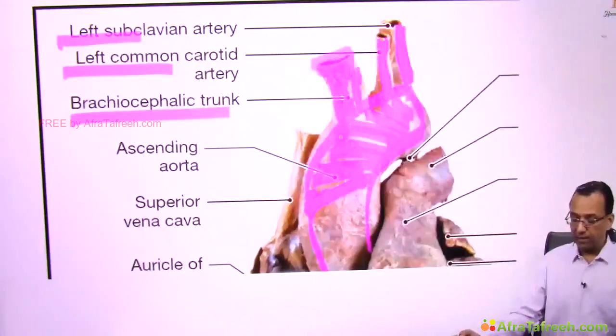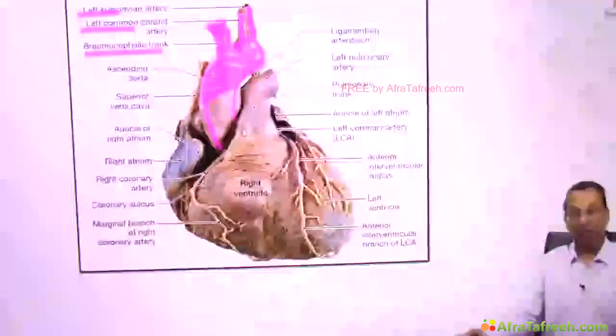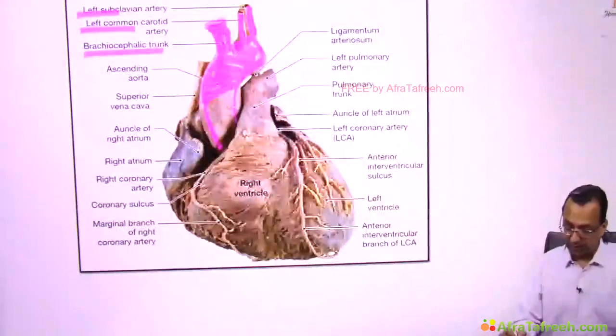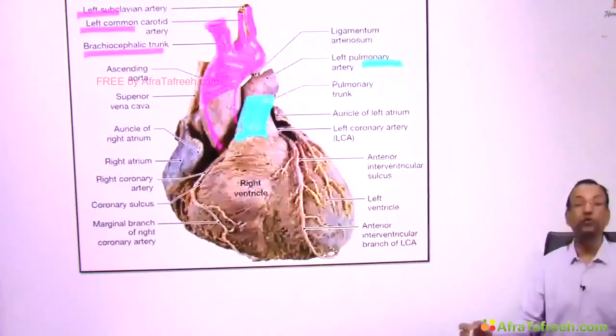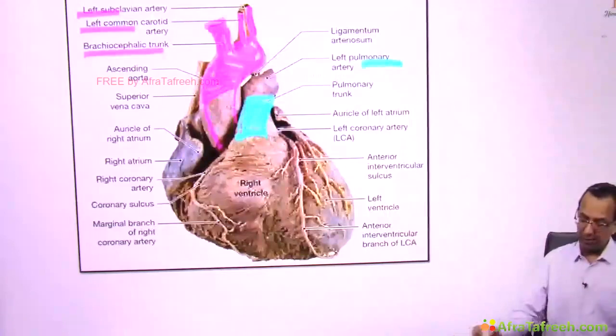I think then we got the pulmonary trunk. Yes, that is the pulmonary trunk here. You can see that the pulmonary trunk is dividing into the pulmonary arteries towards the lung. You can see one more thing. This is the right ventricle.